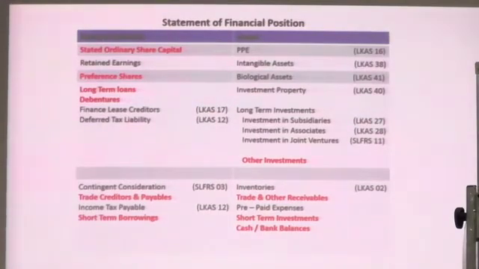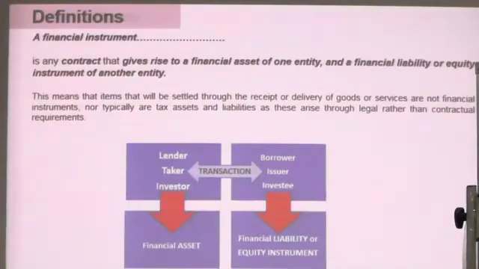Therefore, basically we will divide financial instruments into three categories. The items under assets are called financial assets. The items under non-current liability and current liability are called financial liabilities. Financial instruments under equity are called equity instruments. Therefore, on the liability side there are two categories, financial liabilities and equity instruments, but on the asset side you have only financial assets.